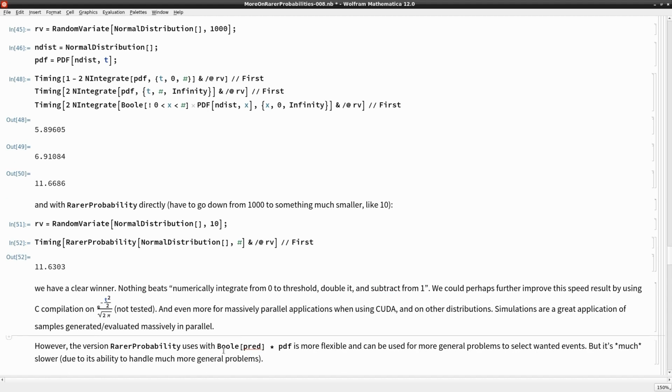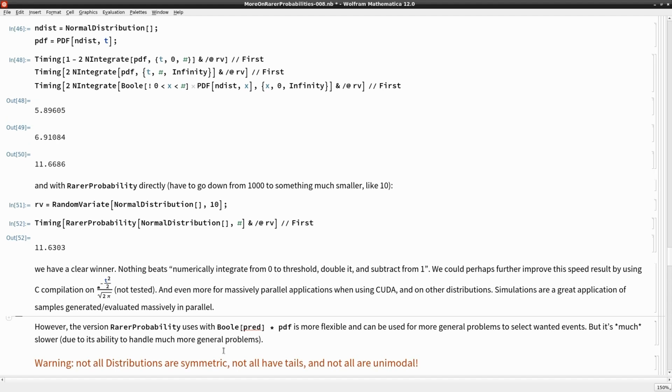Okay, however, the version that RarerProbability uses with Boole of the predicate times the PDF is more flexible and can be used for more general problems to select the wanted events. But it's definitely much slower due to its ability to handle much more general problems.